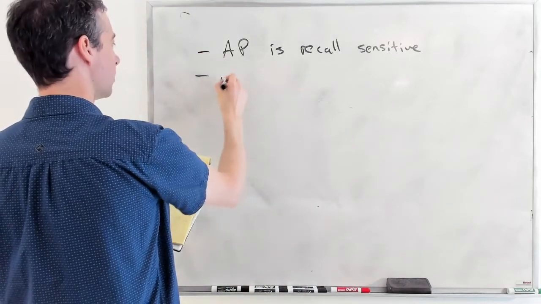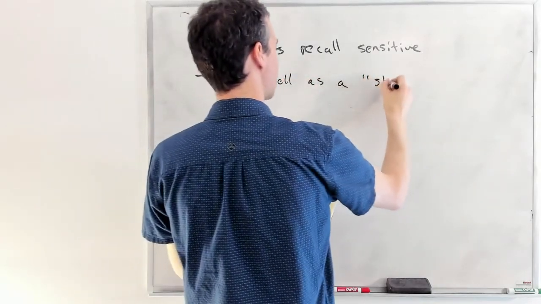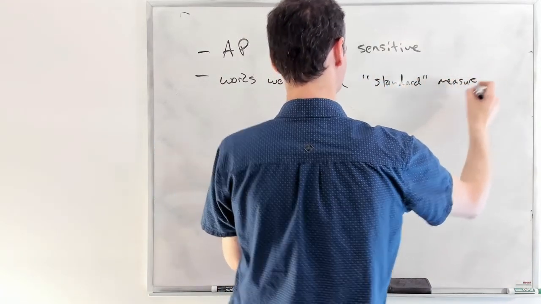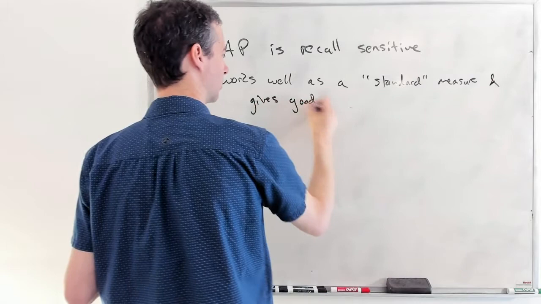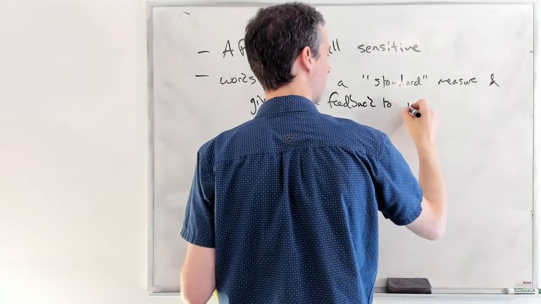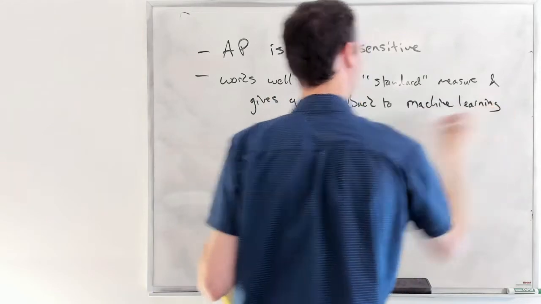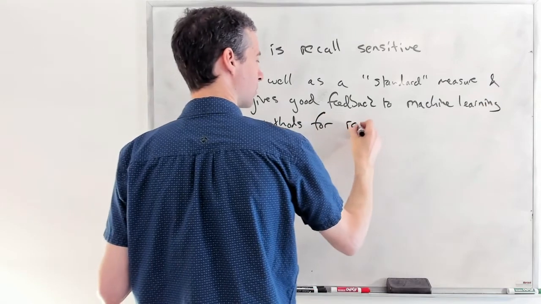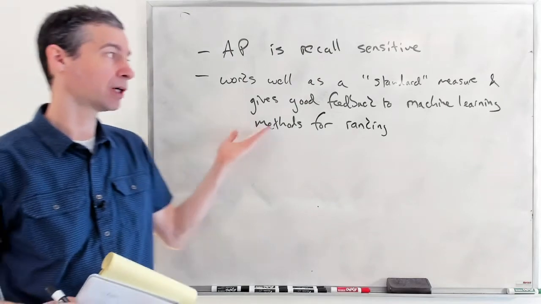I would say this works well as a sort of standard measure that everyone will understand. It gives good feedback to machine learning methods for ranking. They need to measure how good their quality is, and average precision seems to work quite well.